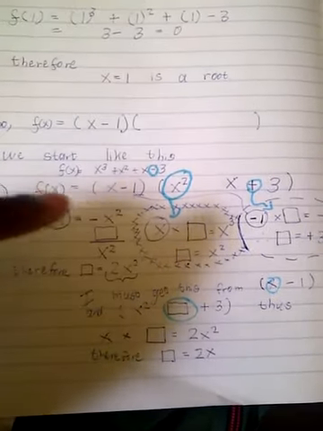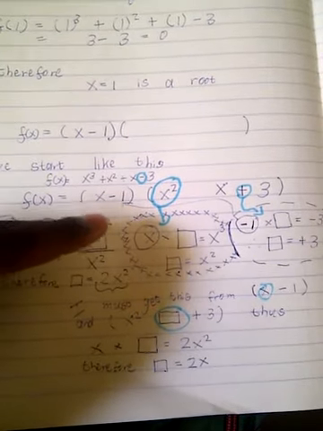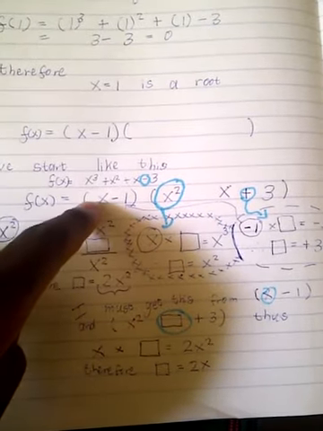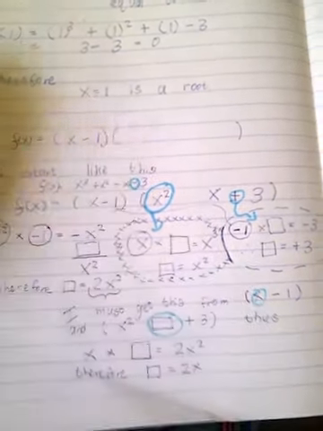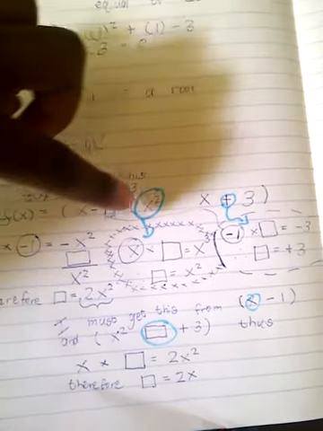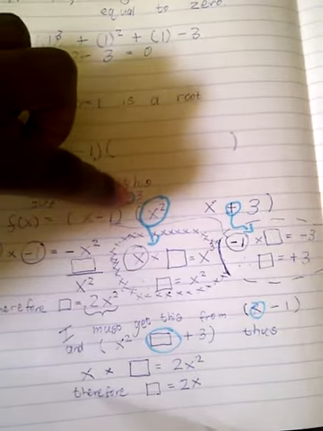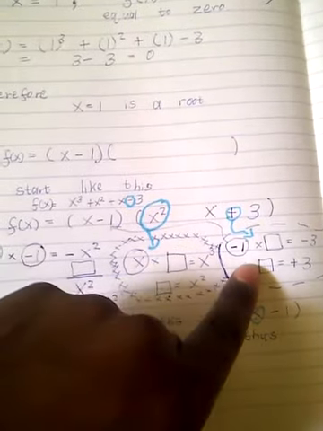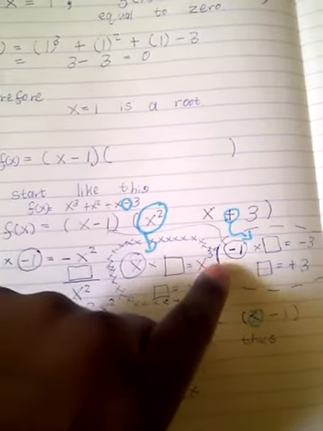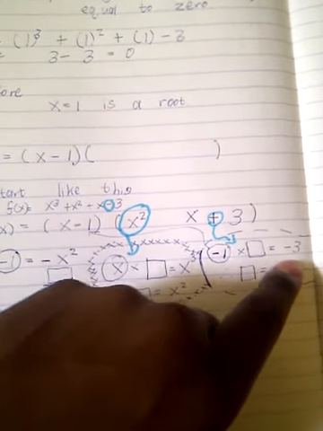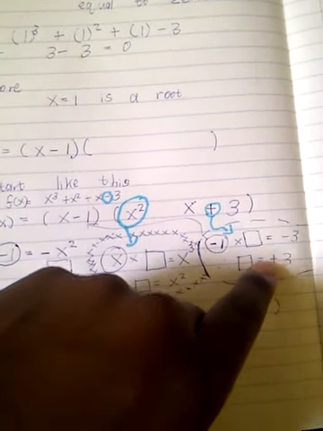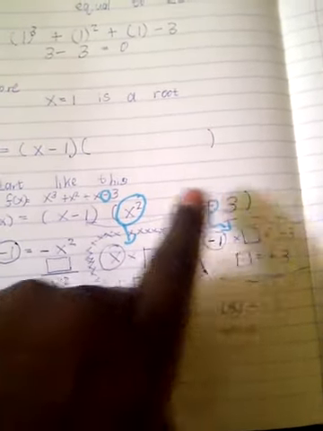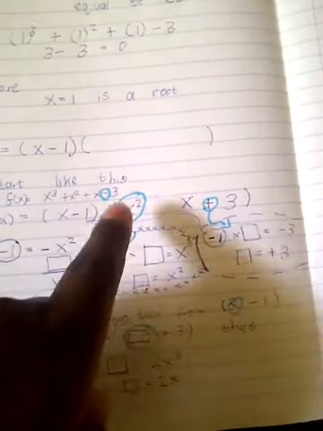As you can see, this is quite obvious, because this times that must give me that, and this times that must give me this. Therefore, the -1 we see over here is this -1 over here. -1 times the block must give me -3. The block therefore is equal to 3, because 3 times -1 is -3, which is that -3 over there.